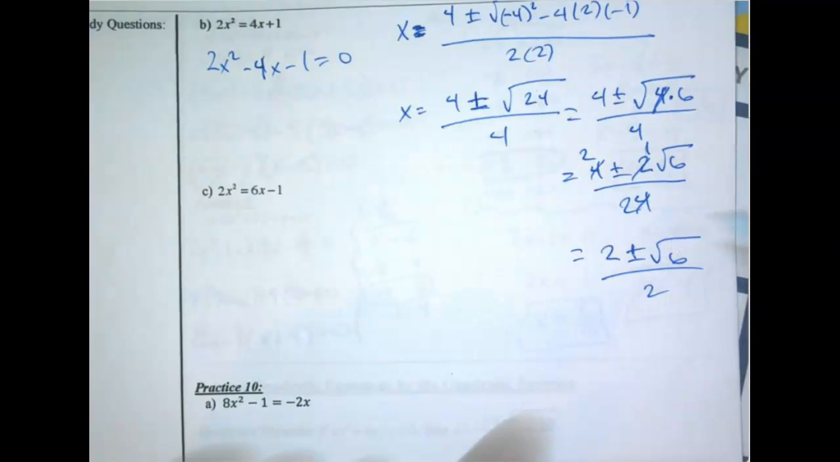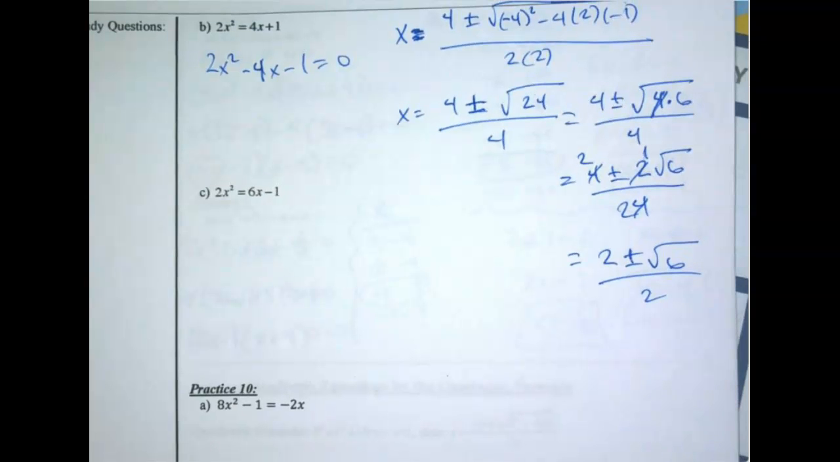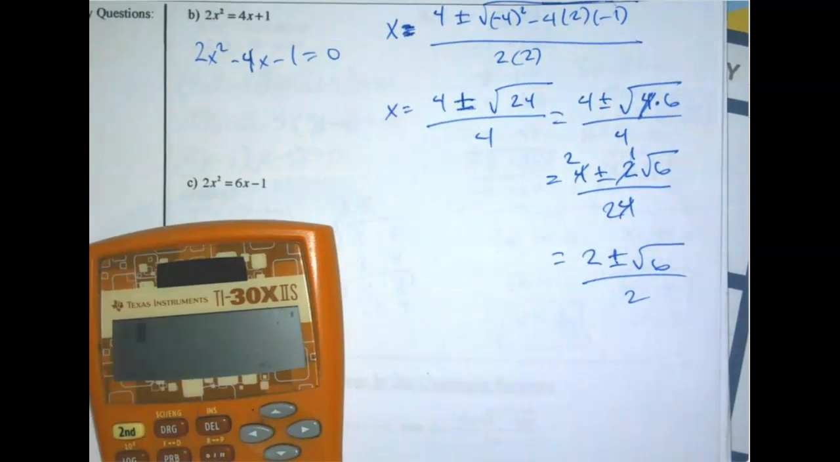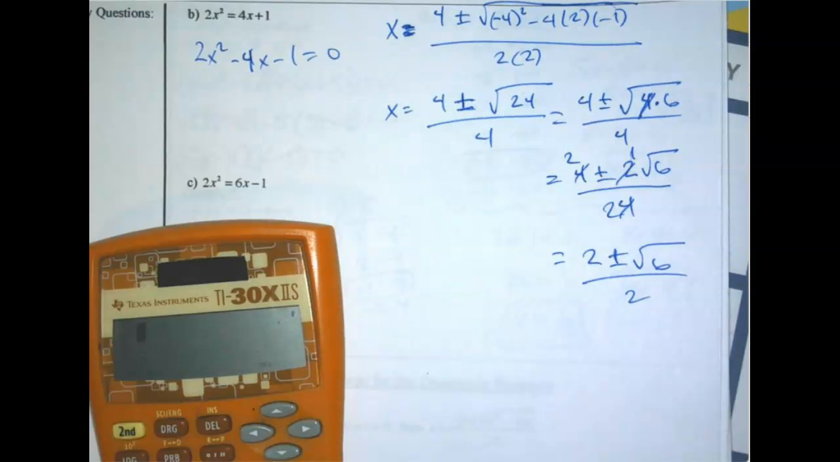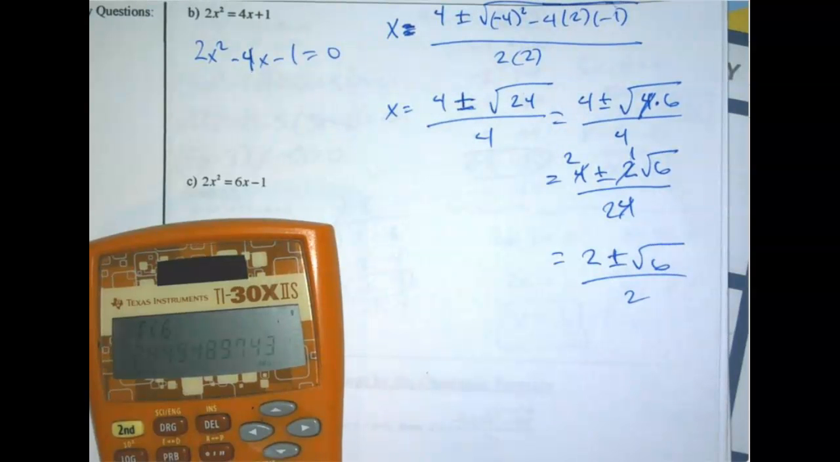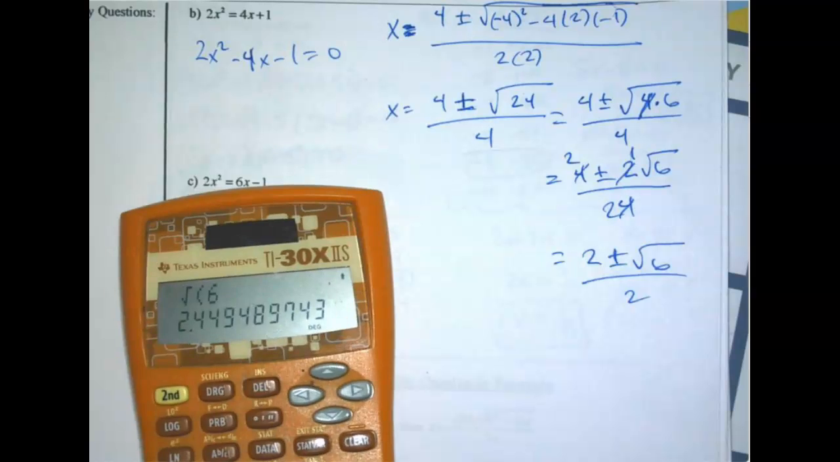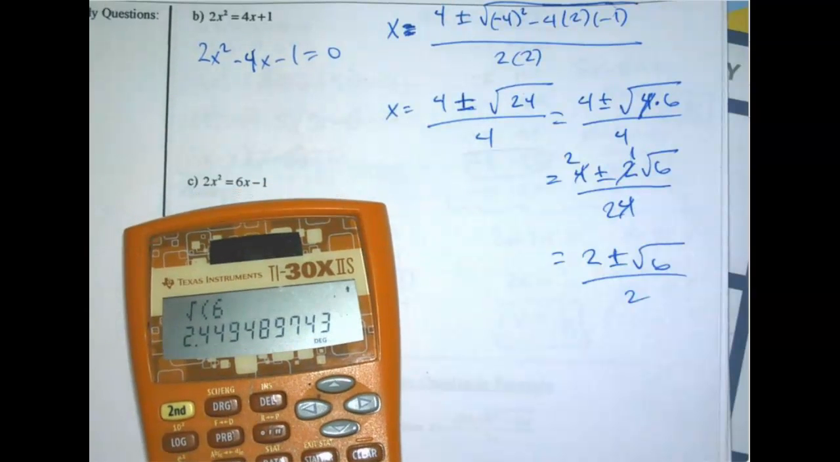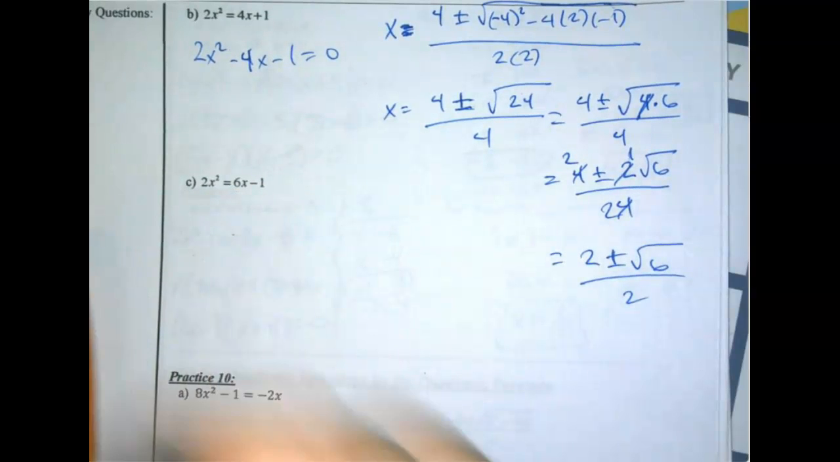And so again, that's fine. Like if I don't have a calculator, I can leave it like that. However, with a calculator, I can keep going. I can take the square root of 6. So let me just find that. Square root of 6 is about 2. I'm just going to use 2.45 for that. So square root of 6 is about 2.45.